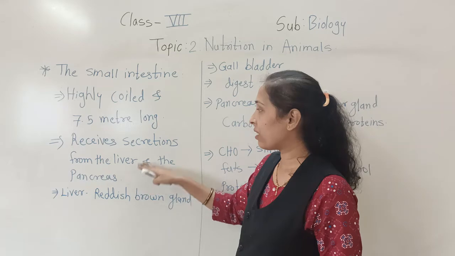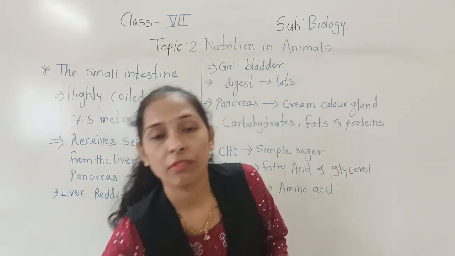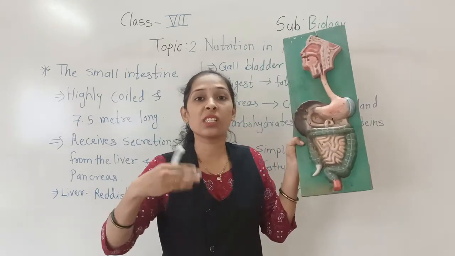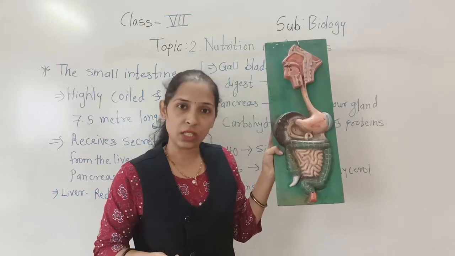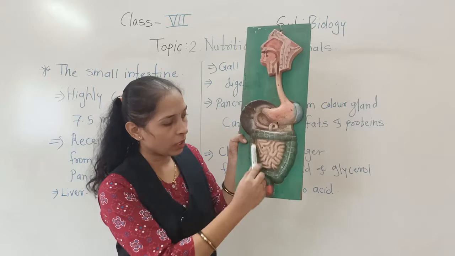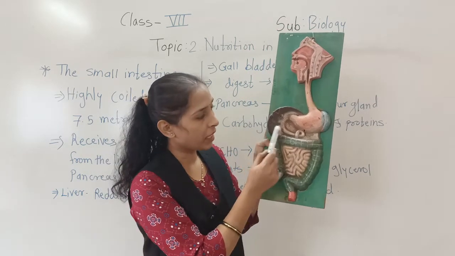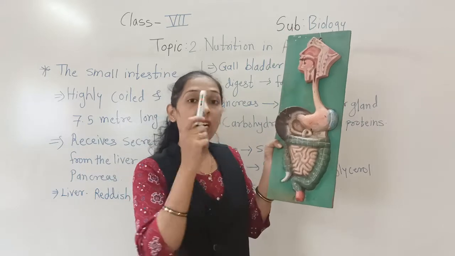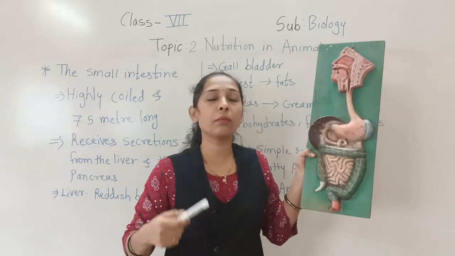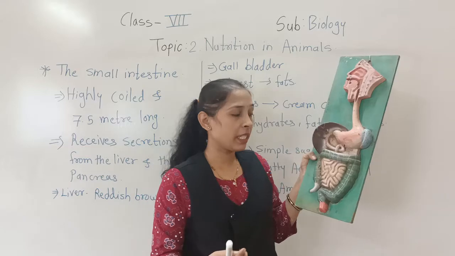Also, along with these secretions from the liver and the pancreas, the inner lining of the small intestine also secretes some digestive juices. So in this way, the small intestine receives the secretion from the liver and the pancreas, and the inner lining of the small intestine secretes some digestive juices. Okay, so now what is meant by liver and what is meant by the pancreas?